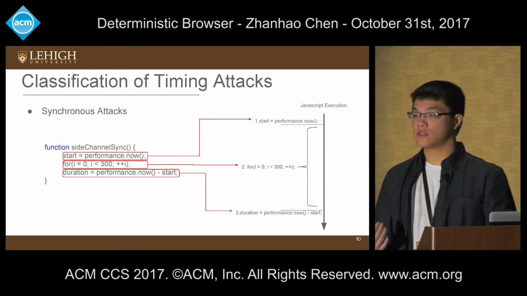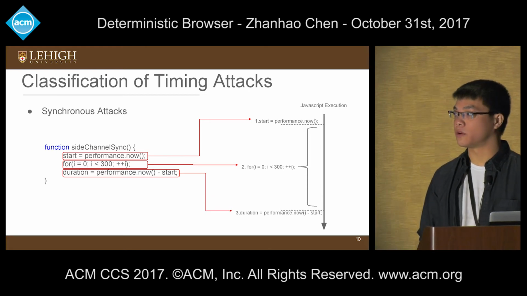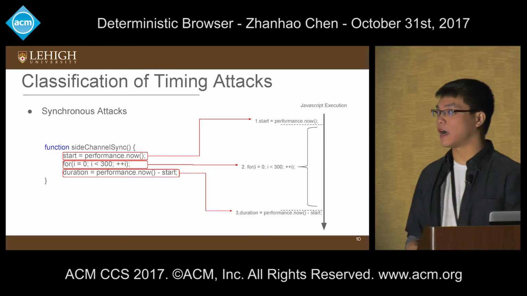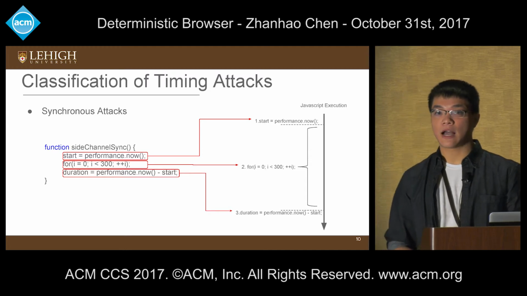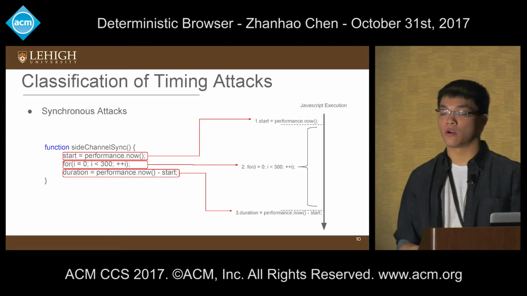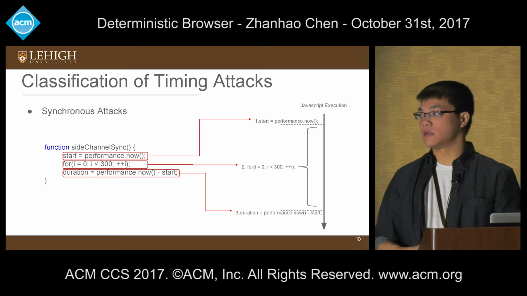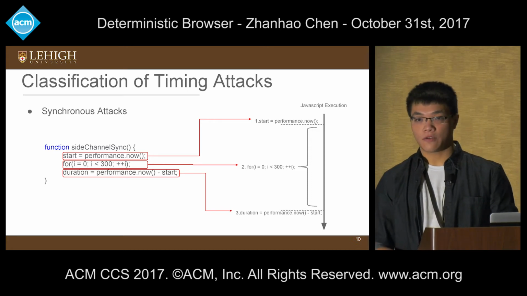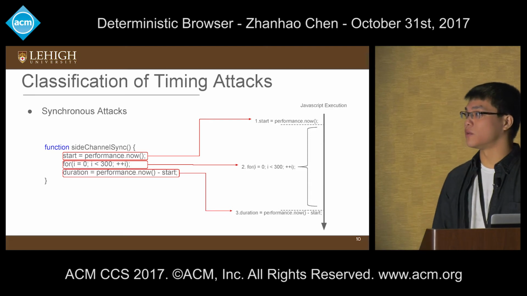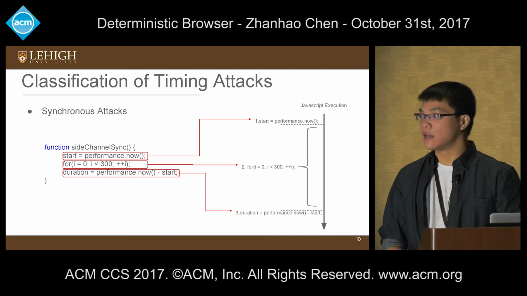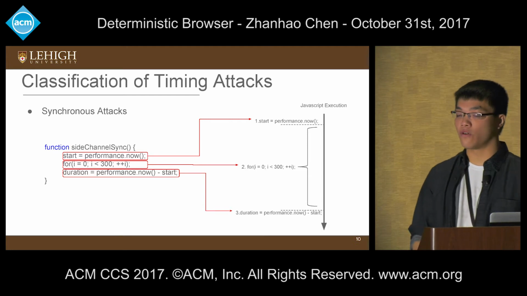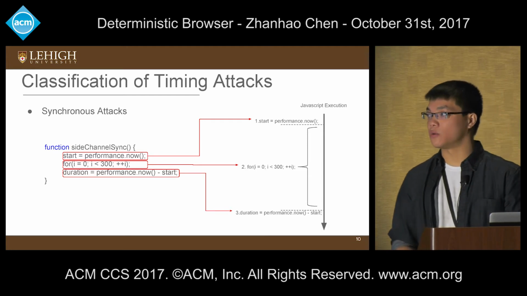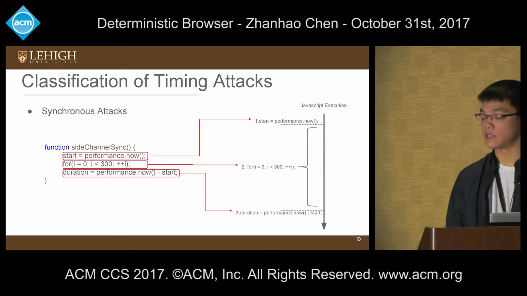The attacker will first obtain the start time through performance.now, which is a JavaScript API to obtain the current time. And then the attacker will assign a specific JavaScript job to the browser. In this case, the adversary will run a for loop for 300 times. After the job, the attacker will use performance.now again and calculate the duration of the for loop. Because all of the workload is running synchronously, we call this kind of attack a synchronous attack.